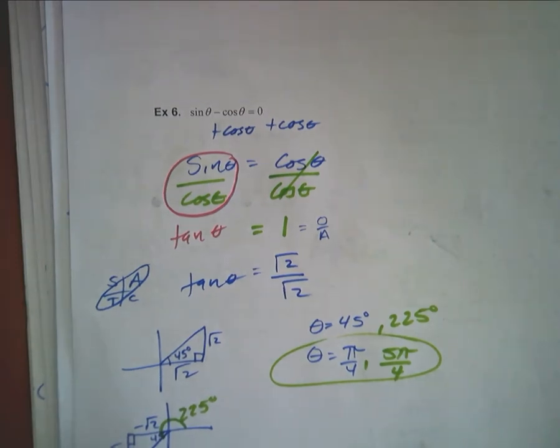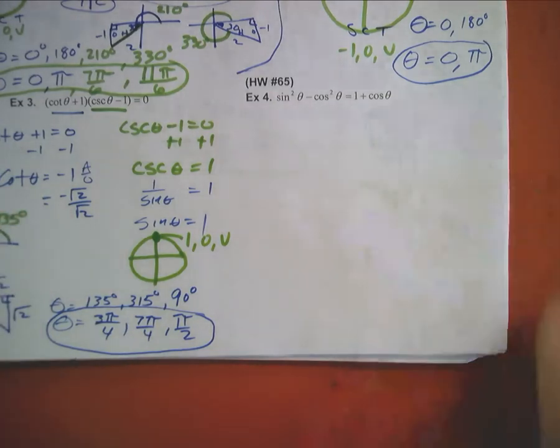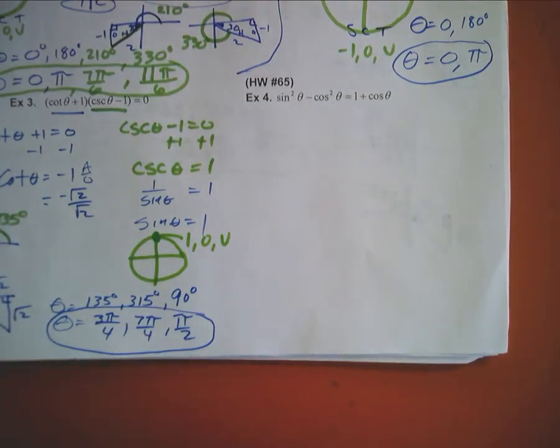All right, I'm going back to 4 now. This is probably the hardest one you would see on a quiz or test. I would probably give you number 1. A question like number 1 is something that you should be able to do. Question number 4 is a little bit tougher, but not terrible. As I take a look, I've got sine squared minus cosine squared equals 1 plus cosine.